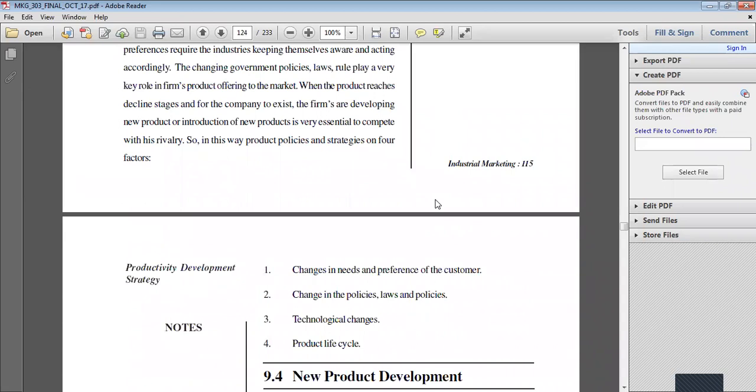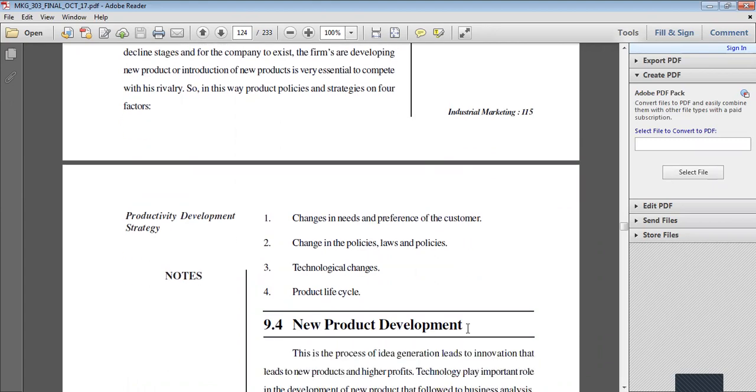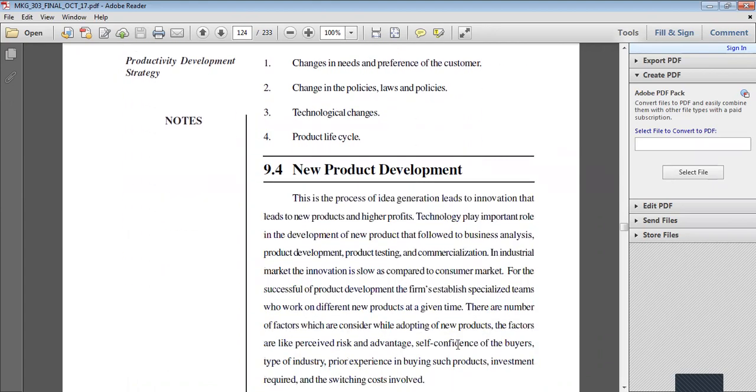There are four factors in the strategy that you can have. First factor is change in needs and preferences of the customer. Next is change in politics and laws. Next is technology change, and then product life cycle.